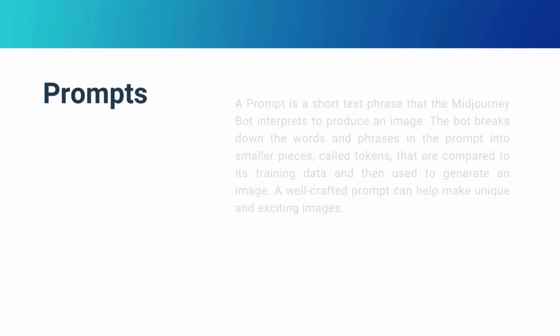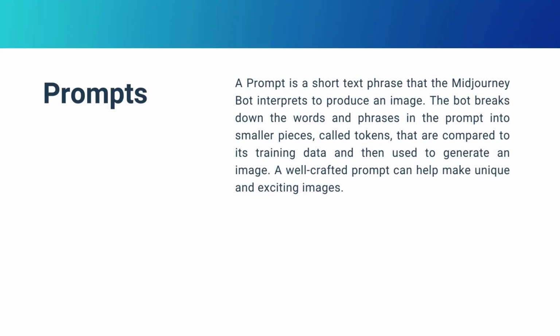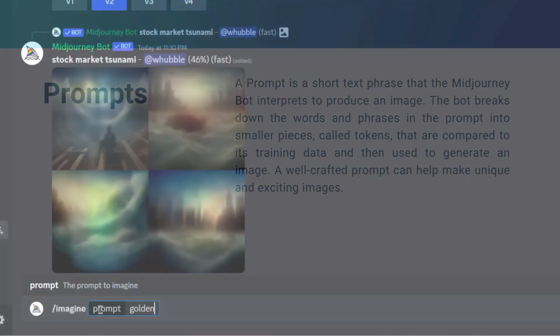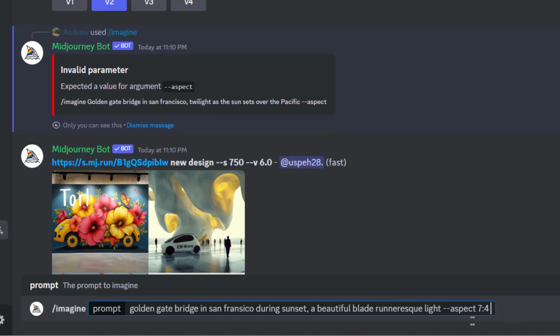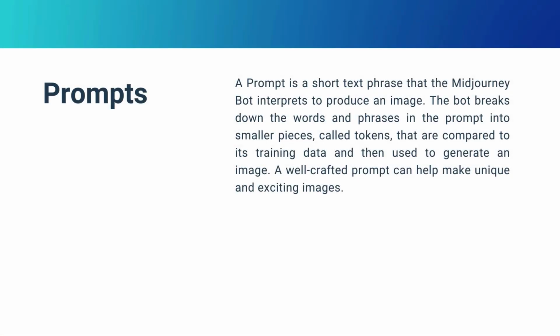Prompts. A prompt is a short text phrase that the Midjourney bot interprets to produce an image. The bot breaks down the words and phrases in the prompt into smaller pieces, called tokens, that are compared to its training data and then used to generate an image. A well-crafted prompt can help make unique and exciting images.